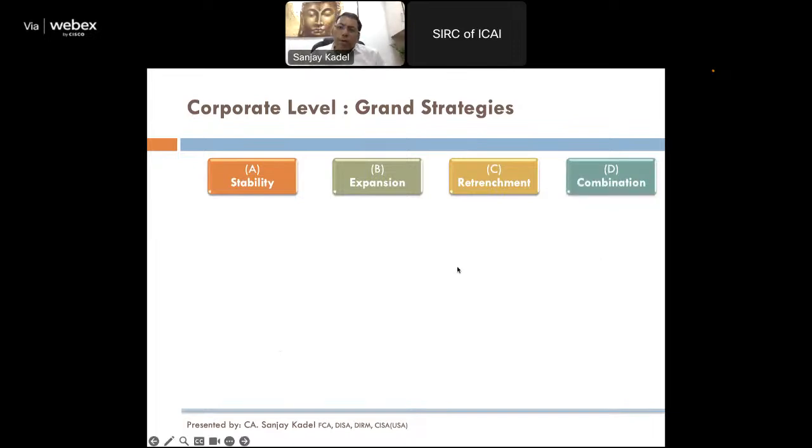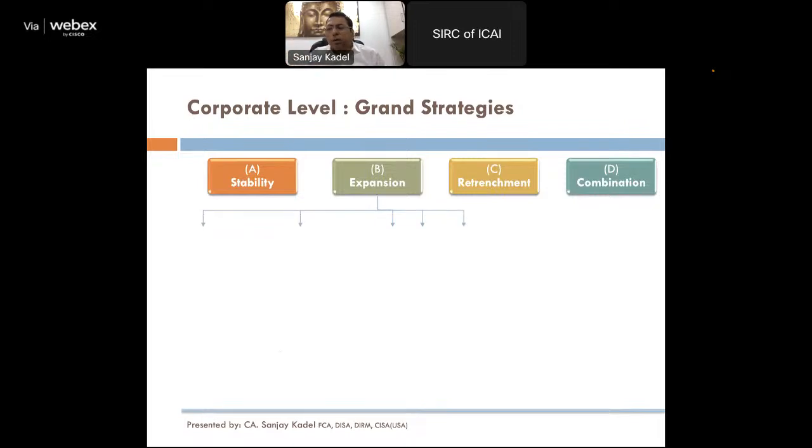Then combination strategy. So combination means at any point of time a company may not follow one strategy at a time. They may follow one strategy, like stability for one product, expansion for another product, and retrenchment for another set of products. So combination is the order of the day. So stability, expansion, retrenchment, and combination.